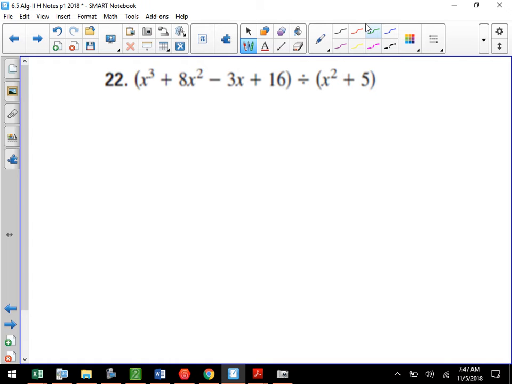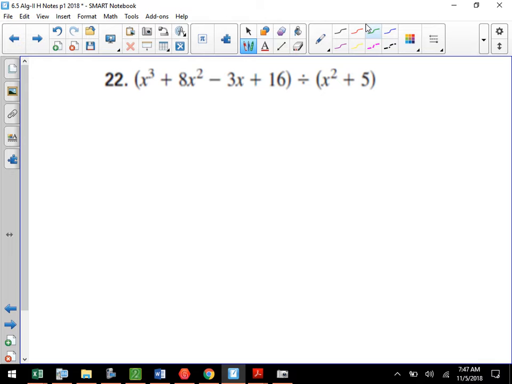You have to have placeholders, no matter what. Okay? So you're trying to divide a third-degree polynomial by a second-degree polynomial. The third-degree polynomial should have how many terms in it after you write it out? It should have 4. It's always n plus 1. The second-degree polynomial should then also have n plus 1 terms, so it should have 3 of them.